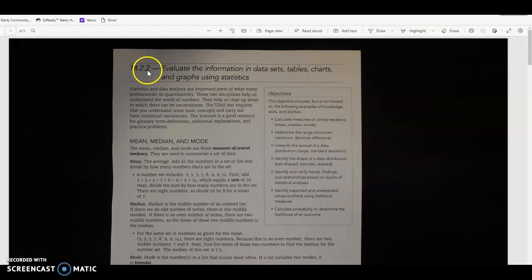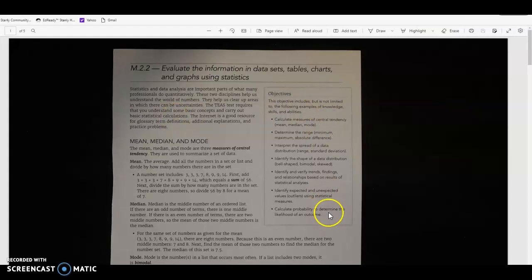In this section, M.2.2, you're going to evaluate the information in data sets, tables, charts, and graphs using statistics. So you're going to be using some of the same information that we just covered in section M.2.1. Statistics and data analysis are important parts of what many professionals do quantitatively. And on the TEAS test, it requires that you understand some basic concepts and carry out basic statistical calculations.